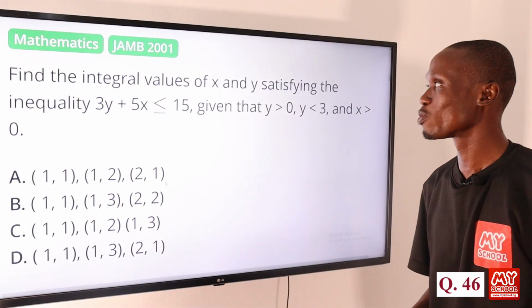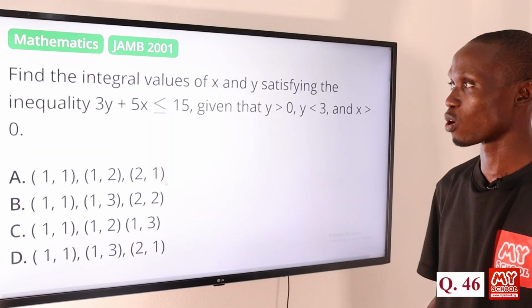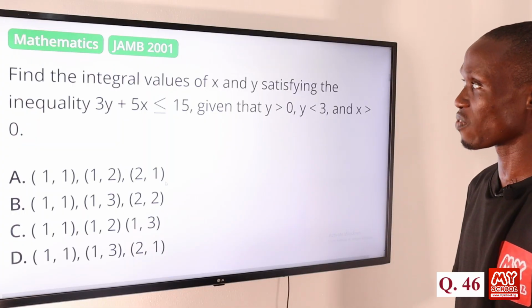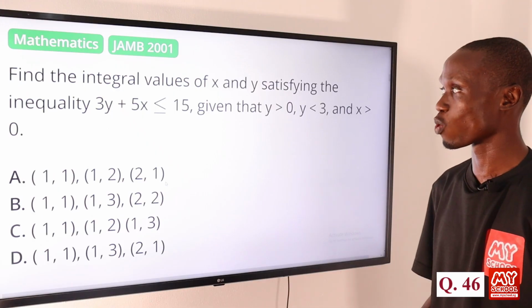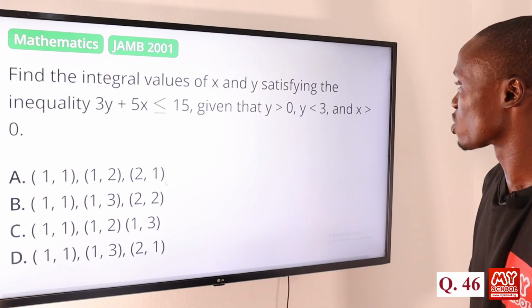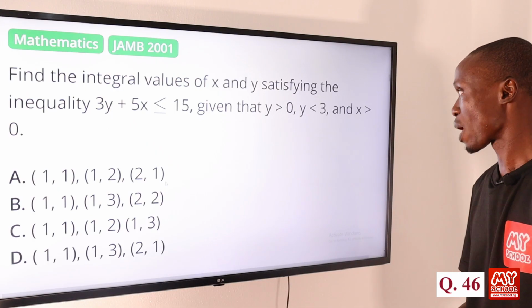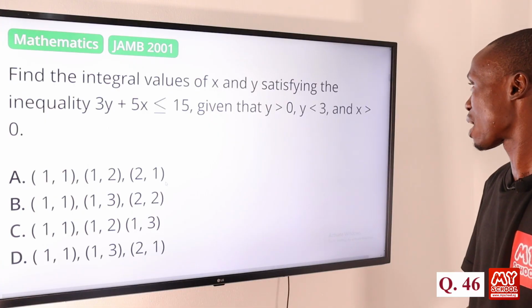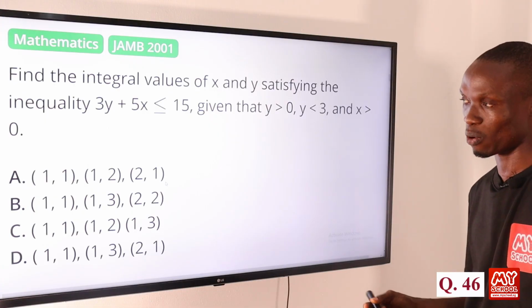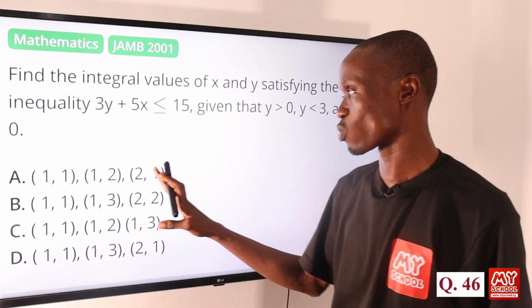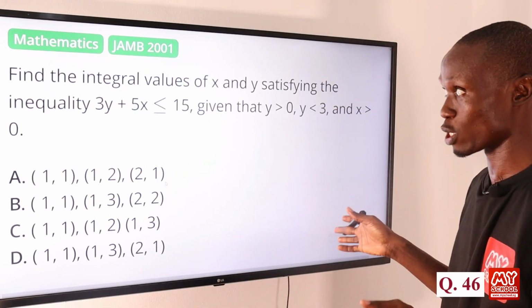Question 46. Find the integral values of x and y satisfying the inequality 3y plus 5x is less than or equal to 15, given that y is greater than 0, y is less than 3, and x is greater than 0. Okay, so we can actually solve this question by inspection.